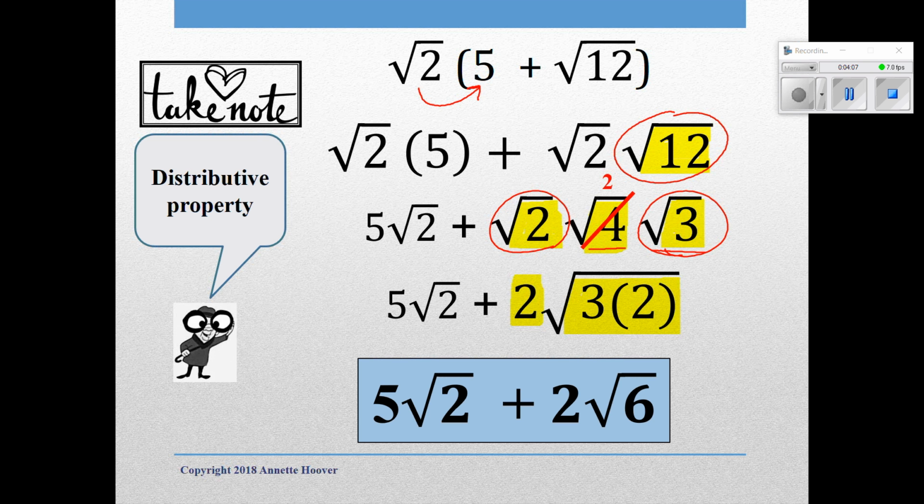We learned in our lesson about adding and subtracting with radicals that we can only add these together if the radicals are the same. If we have like terms. They are not. So that is simplified as far as it can go.